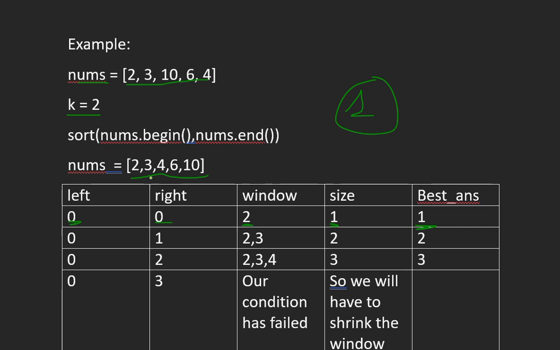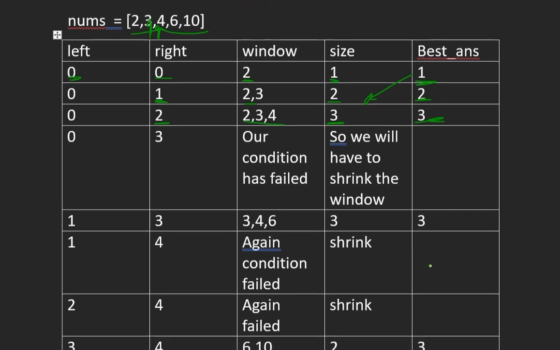So what we do is we now increase the right pointer or high pointer. So we shifted it to the next element 3. So our window now is 2, 3, and the size is 2. So 2 is greater than 1. So our best answer is 2. Again increase to the next index, that is 2. So 4 is equal to 2 into 2, right? So our condition is satisfied. So size becomes 3. So best answer is 3.